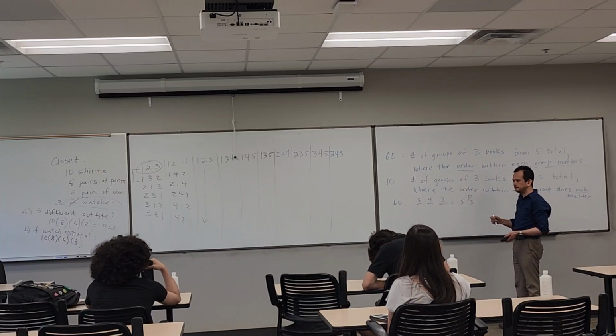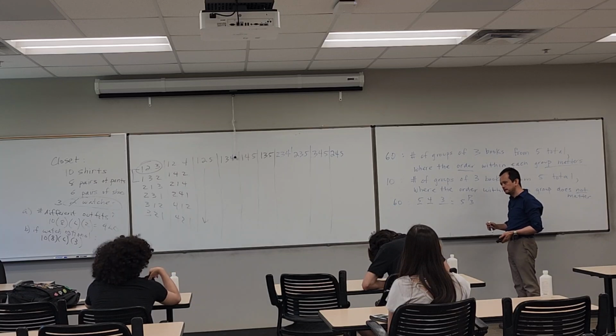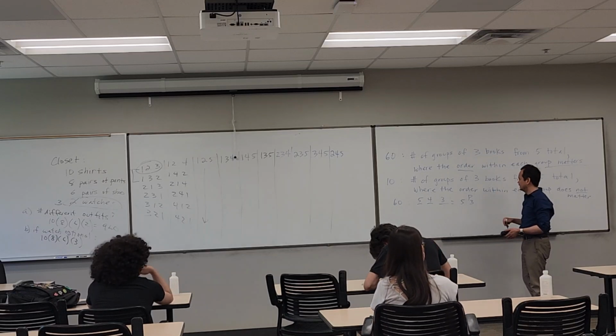Out of curiosity, I did it on my calculator. Why does 3 permute 5 equal 0? We'll talk about that in more detail.